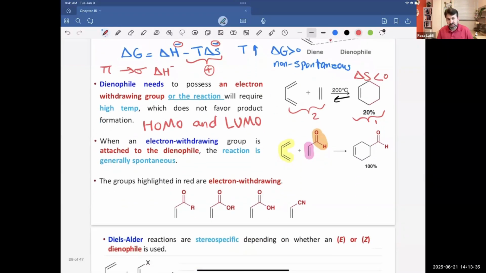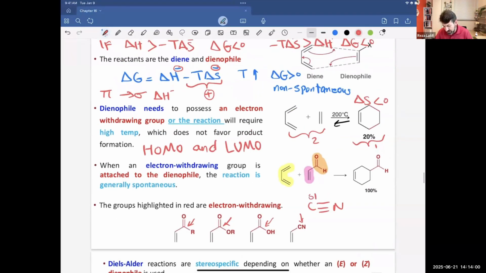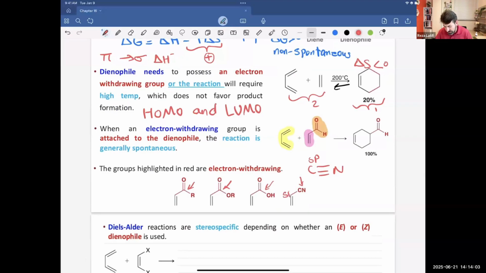And you might see electron withdrawing groups attached to dienophiles, and you can have, let's say, a carbonyl or an ester group or carboxylic acid or, say, cyanide. In cyanide, we have a carbon that's attached to nitrogen through a triple bond. Because the hybridization for this carbon is sp, while the double bond carbon has sp2, the cyanide will pull electron density from the double bond. Also, we have nitrogen, which is more electronegative than the carbon atom of the double bond, so we will lose electron density to nitrogen.